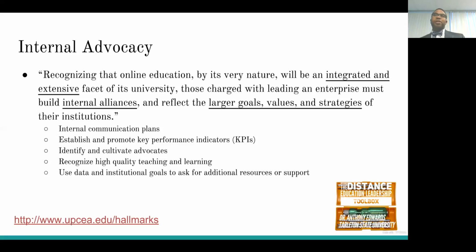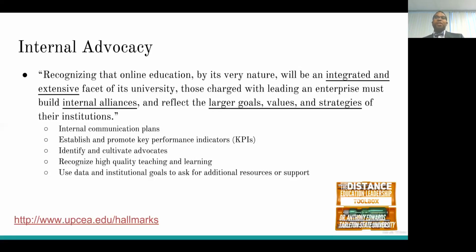One of the ways you can have internal advocacy is to establish internal communication plans. A lot of times we think about external communication. With my department, we spend a lot of time doing email campaigns to students and prospective students to encourage them to apply, to enroll, to re-enroll, all those things. We also try to improve the communication on our website.